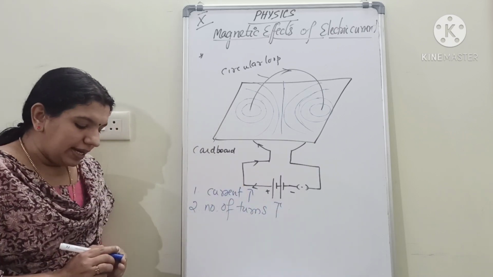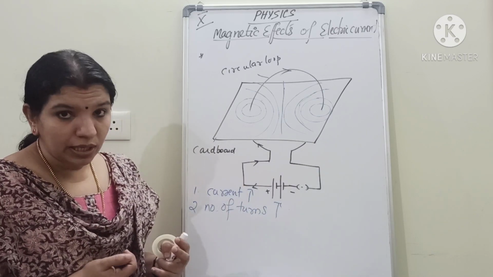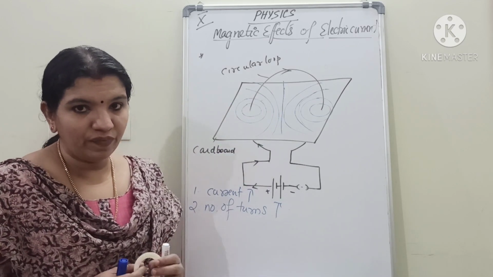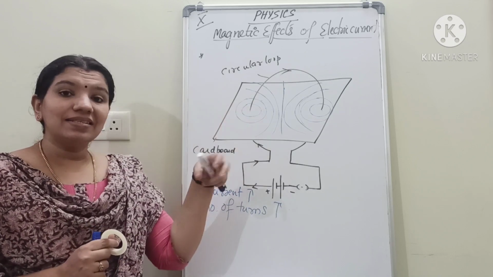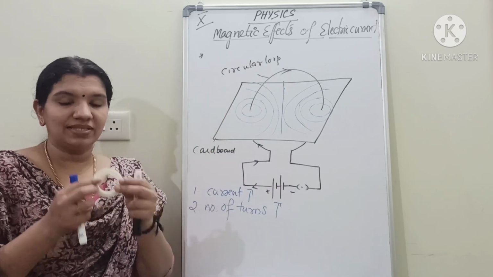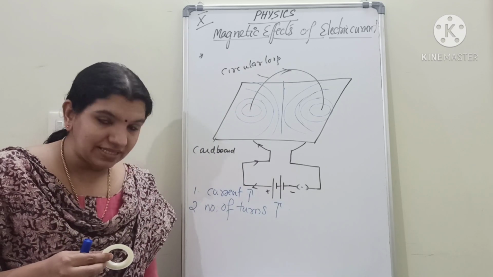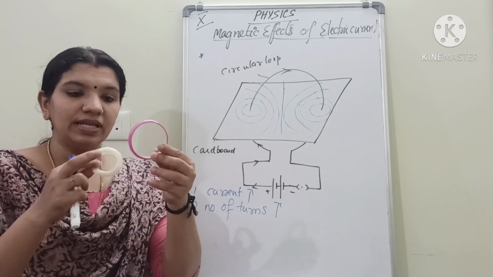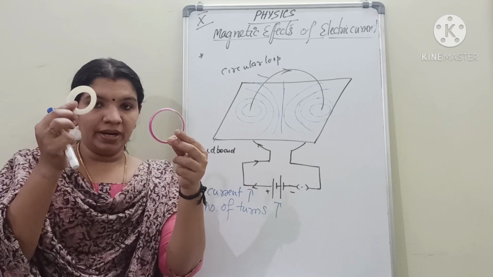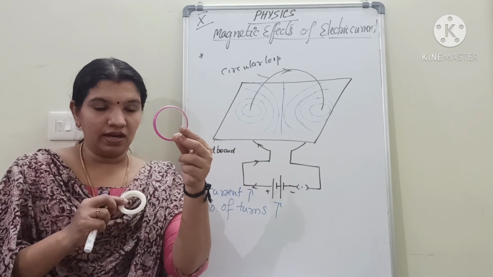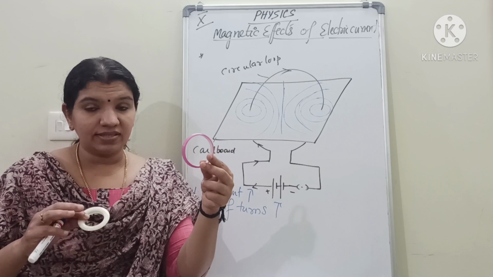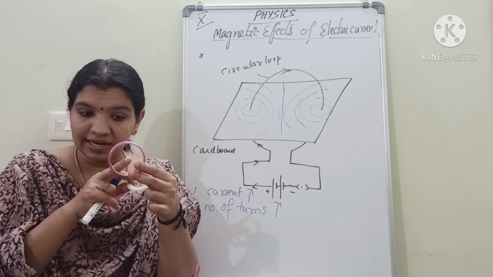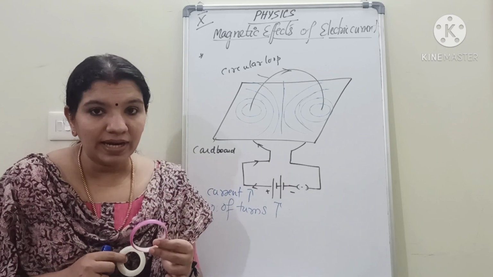Okay, now in the case of a circular loop, as I told, towards the center from both sides the magnetic field lines are moving. So if the radius is increased, what will happen? That means if this is my first loop and this is my second loop, in this case the radius is increased compared to this, isn't it? So as the radius increases, the strength of magnetic field decreases.